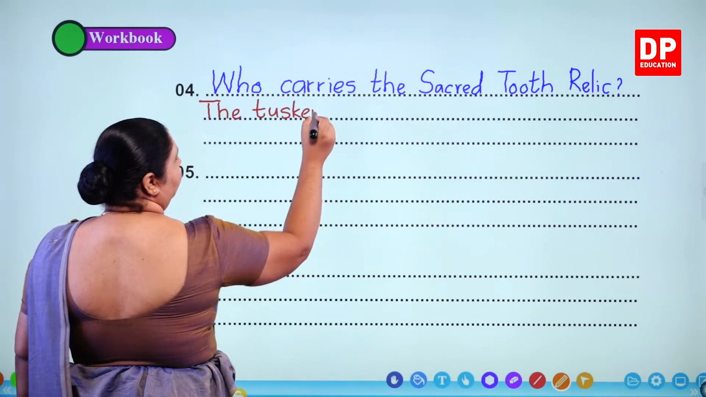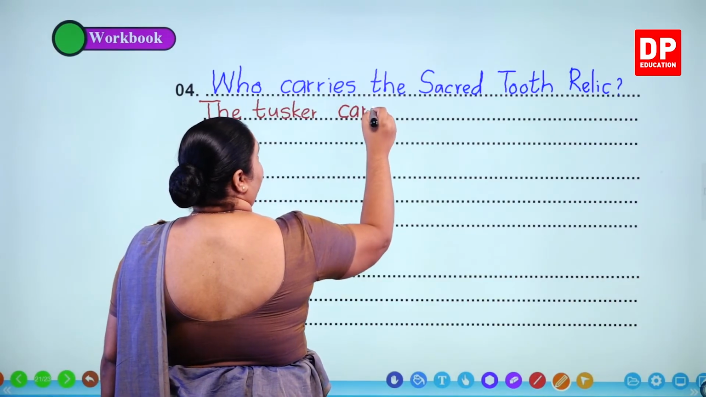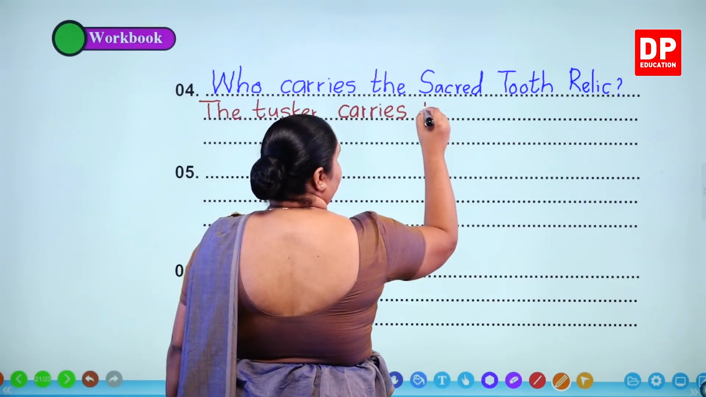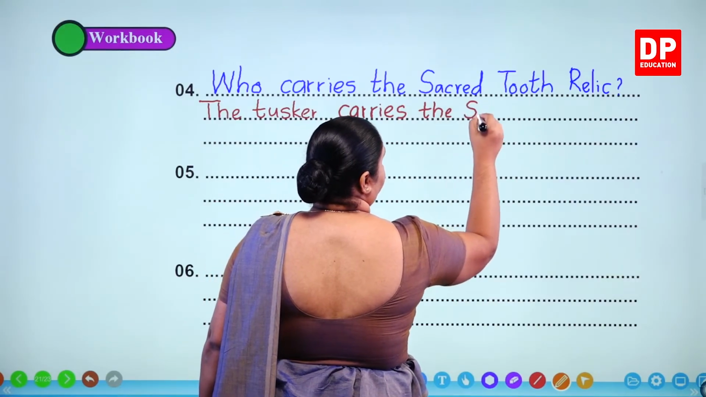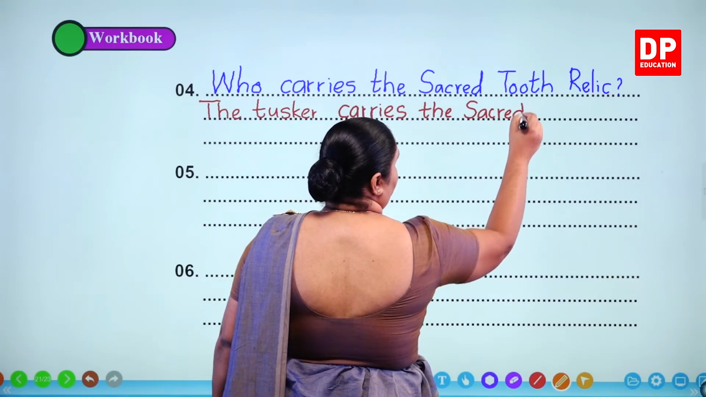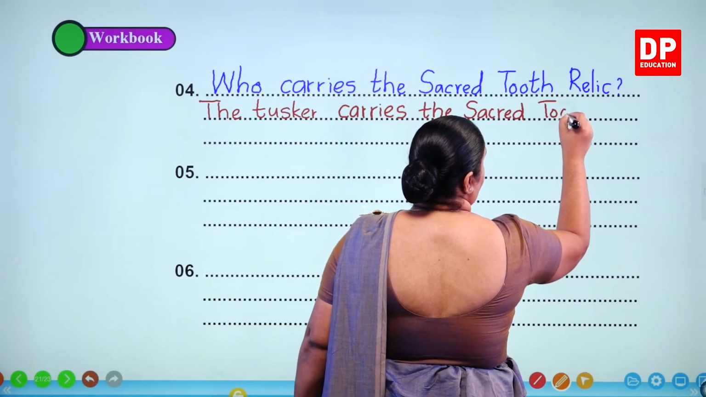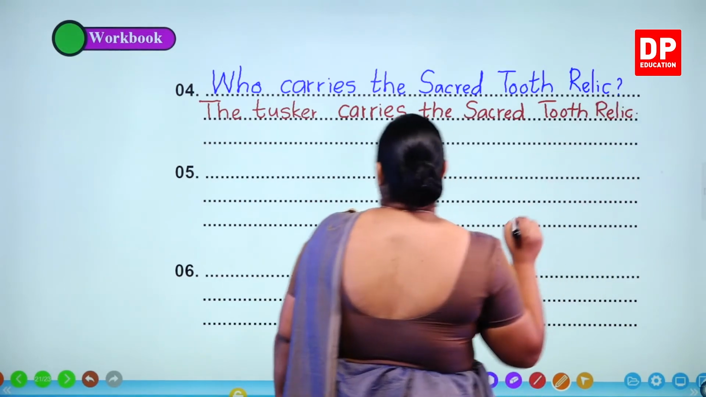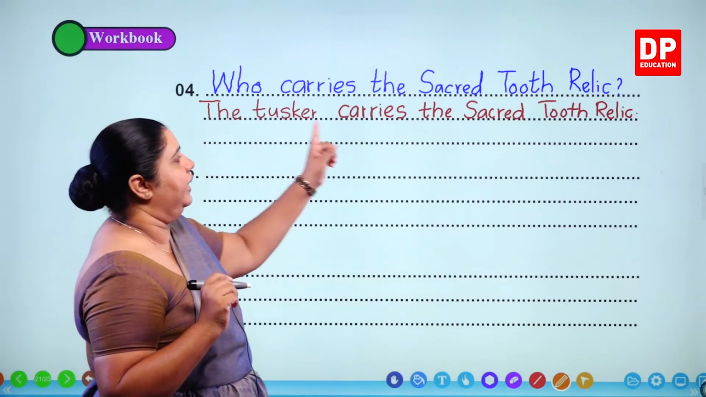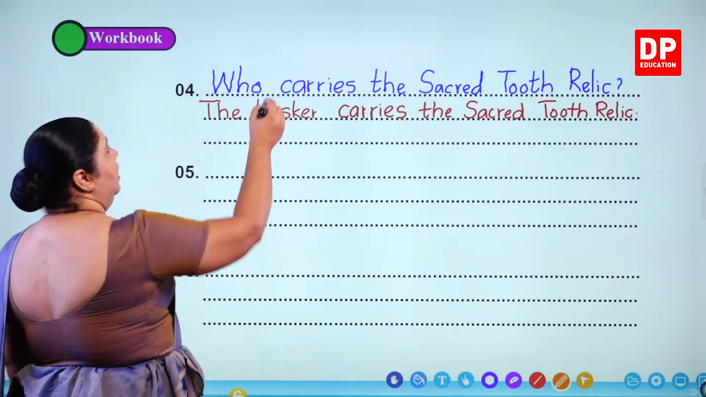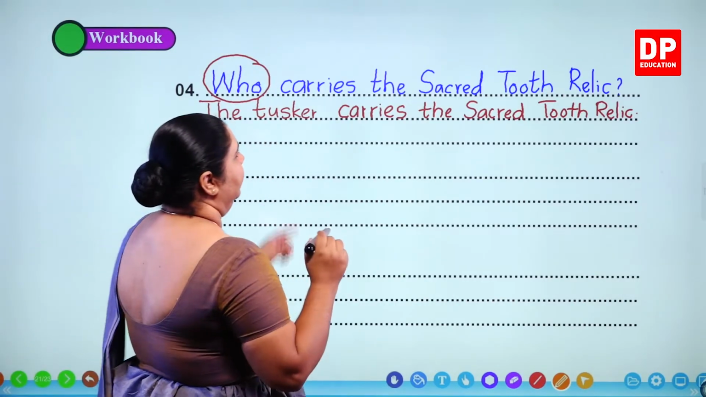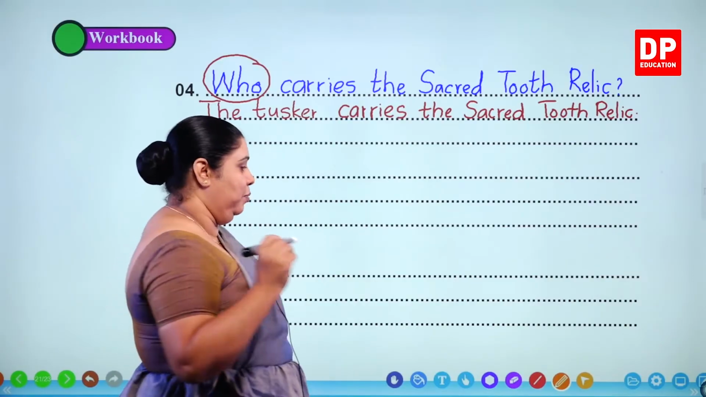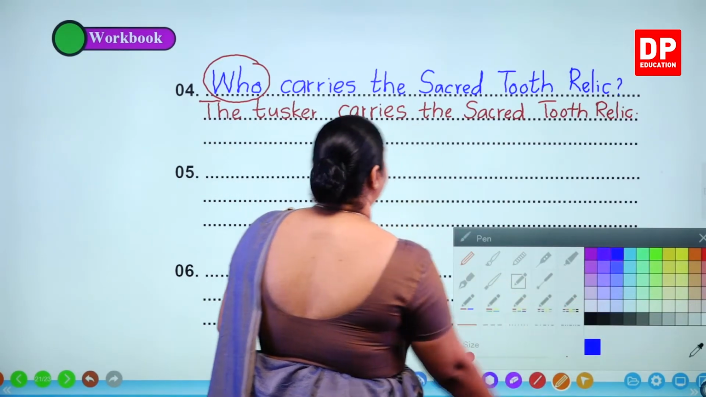The tusker. C-A-R-R-I-E-S. The tusker carries the sacred tooth relic. The sacred tooth relic. Right. Now that is our answer. What is the answer? The tusker carries the sacred tooth relic. What is the question? Who carries the sacred tooth relic? You asked the question, and the answer was in our purple color line. Right. Now we are going to move on to our next question.